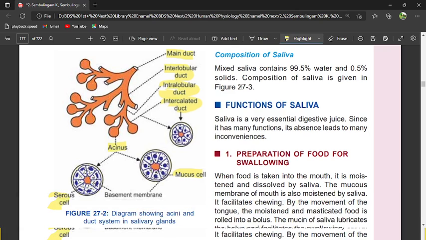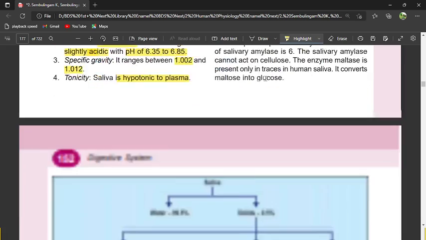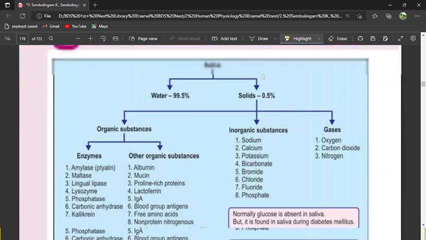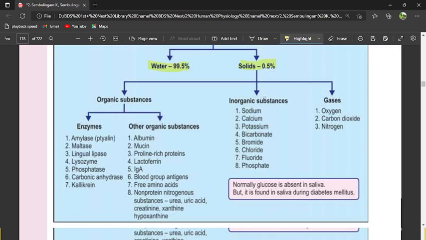Composition of saliva. So mixed saliva contains how much water? 99.5% water and 0.5% of solid. So let us learn the composition of saliva by one mind map. See students, this is your saliva. Okay, saliva is having water 99.5% and solid is 0.5%.